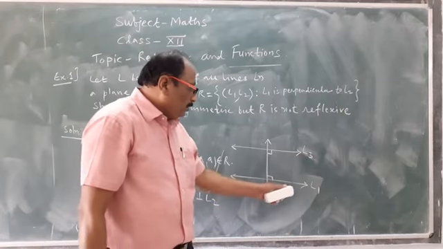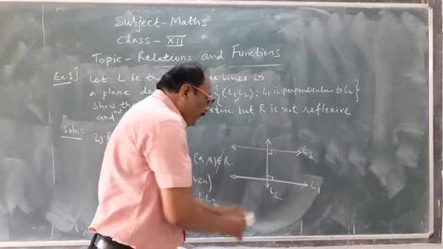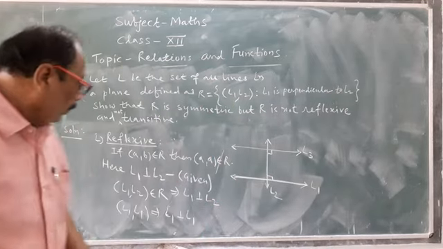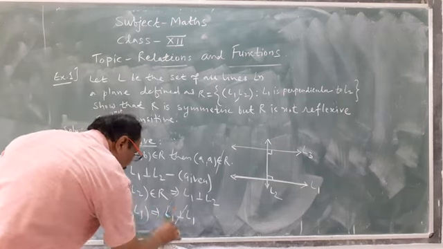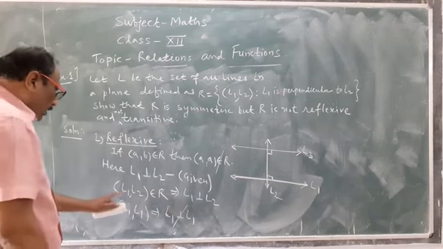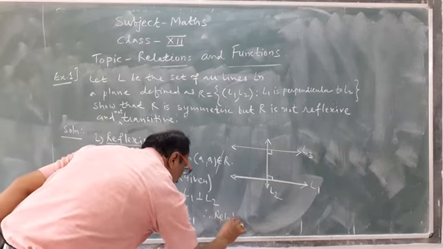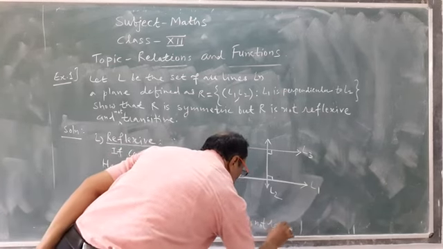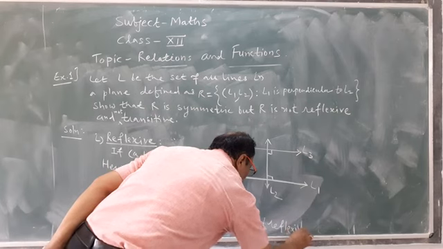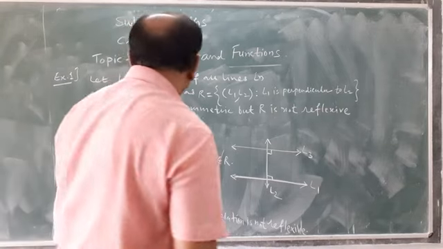The line itself is L1. The line itself is never perpendicular to L1. Therefore, it is not possible. Therefore, the relation is not reflexive. L1 is not perpendicular to L1, therefore the relation is not reflexive.